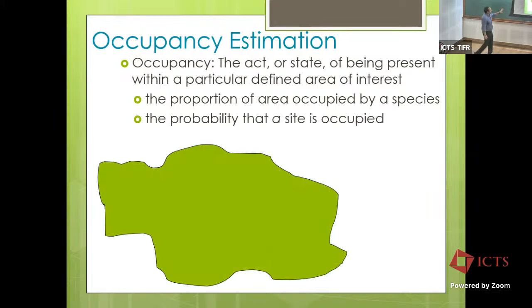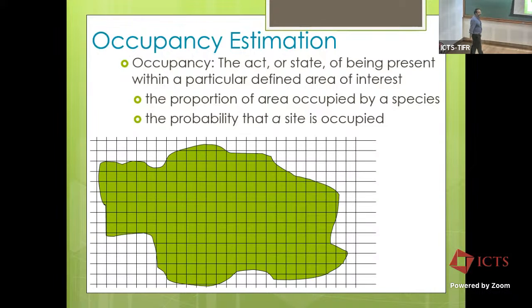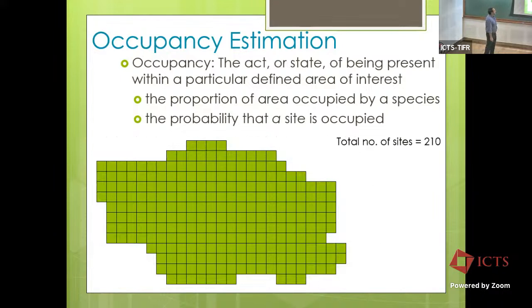Okay, let's think about this. This is your entire area of interest, your study area. Now we want to systematically sample this whole area to look for any one species. So how do we do it? One way is to put a grid network on it. Let's say the total number of sites we have is 210, where a site is each of these grid cells, each of these squares.